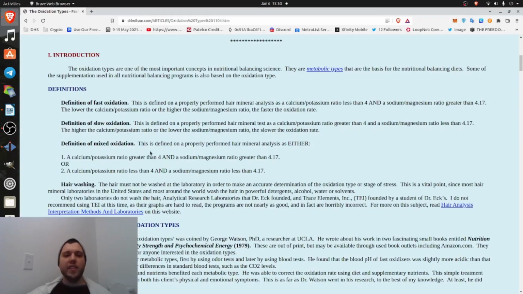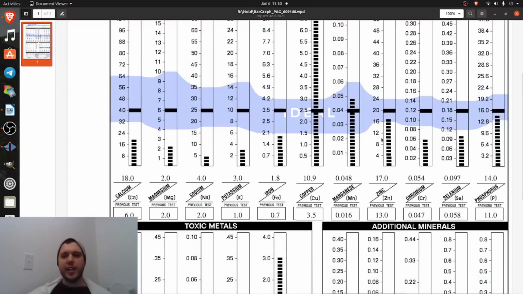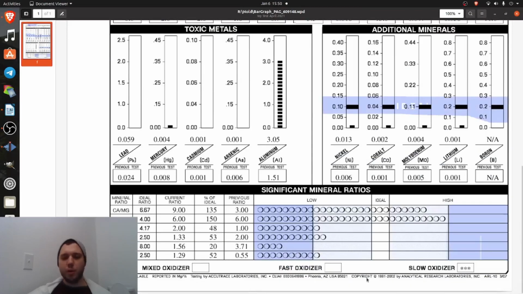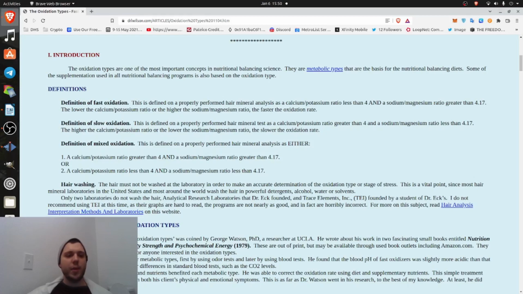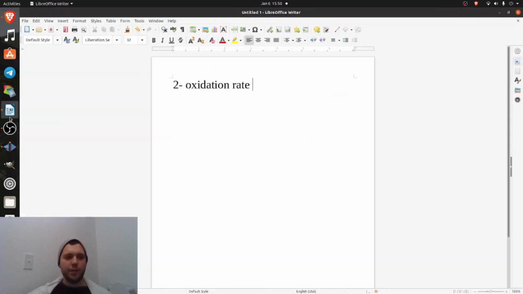And you can also have mixed oxidation. So that'd be a calcium-potassium ratio greater than 4 and a sodium-magnesium ratio greater than 4. And then if you have a calcium-potassium ratio less than 4 and a sodium-magnesium ratio less than 4.17, that'd be mixed oxidation. But the vast majority of the time, I don't even need to calculate it manually. I just look at it visually, and I can tell, combined with, of course, the fact that the lab tells you. So you can see why the oxidation rate is so important, okay?